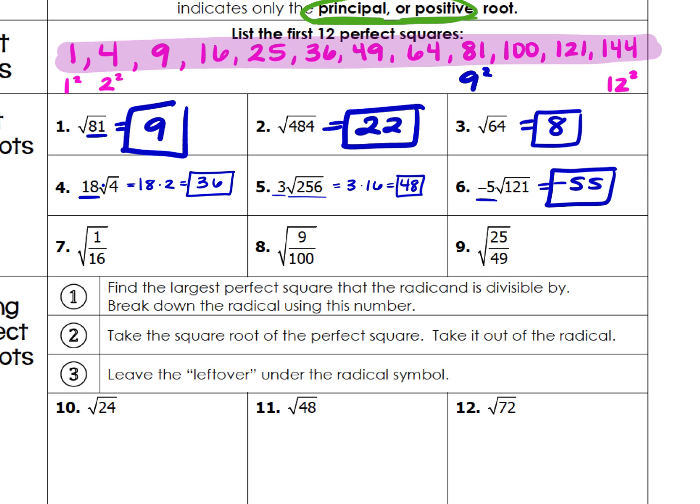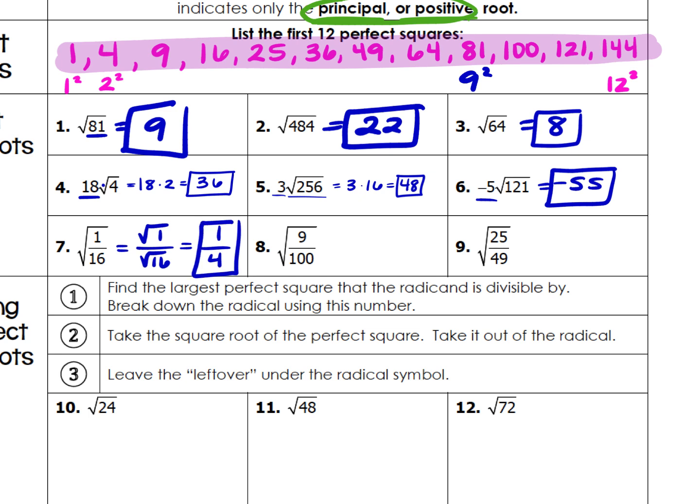Okay. What do you do with 7, 8, and 9? Now there's this fraction under our radical. What? You could divide. You're going to get some strange numbers. Whenever there's a radical like this, you can just separate it. Take the square root of the top number and the square root of the bottom number. What's the square root of 1? 1. What's the square root of 16? 4. So the square root of 1/16 is 1/4.